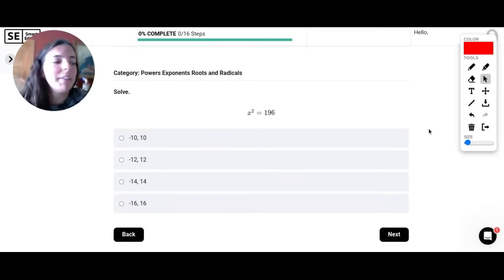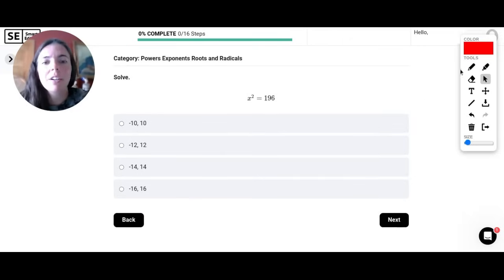All right, I have another algebraic equation to try to solve. X squared equals 196. So in order to do this, we need to be able to take the square root of both sides. But if we don't have a calculator to do this, we can kind of work in the opposite direction like we talked about in the last question with the exponent. So let's just go through each option. Negative 10, 10. So if that's correct, then 10 squared would equal 196. But I know 10 times 10 is 100, so this can't be right.